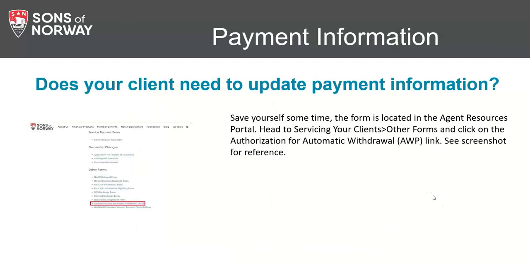And this is a great question. I've already had this twice today. Perfect. So, how do I update my payment information? Or how do I assist my client in updating payment information? Head to the portal. Go to Servicing Your Clients. From there, Other Forms. Click right here on this Authorization for Automatic Withdrawal. This link will bring you to the form, and the link will also give you all of the information on how to get the information over to us so that we can make the update and get that policy back in good order.